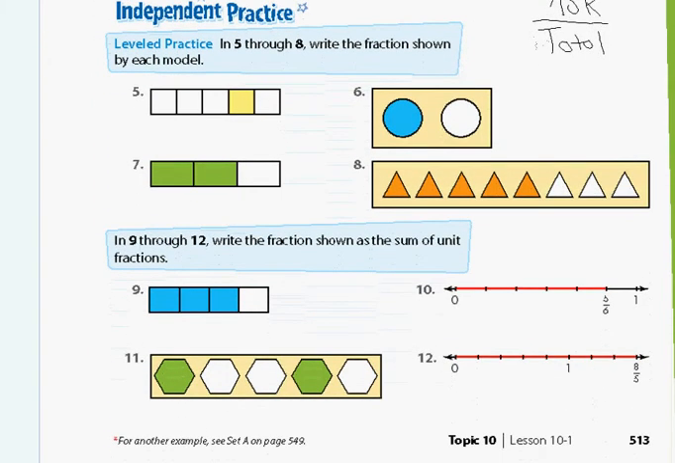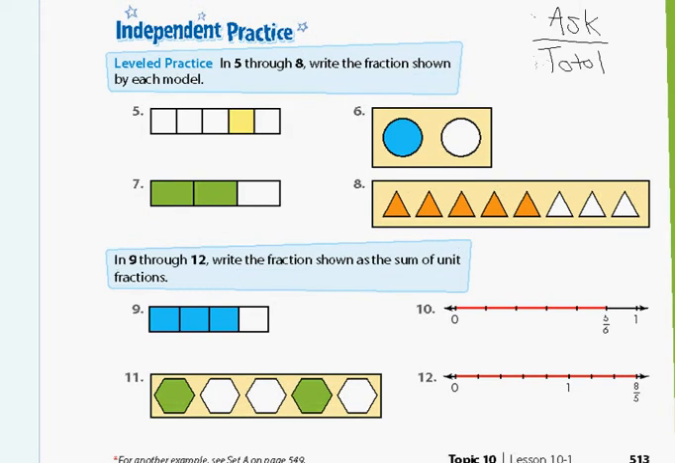On the independent practice, I'm going to do the even numbers together with you, and you're going to go back and do the odd numbers on your own. Let's read the instructions first. In 5 through 8, write the fraction shown by each model. And we got our ask over total right there. We can look at that. So on number 6, how many total parts are there in 6? How many total parts are there in 6, Jacob?